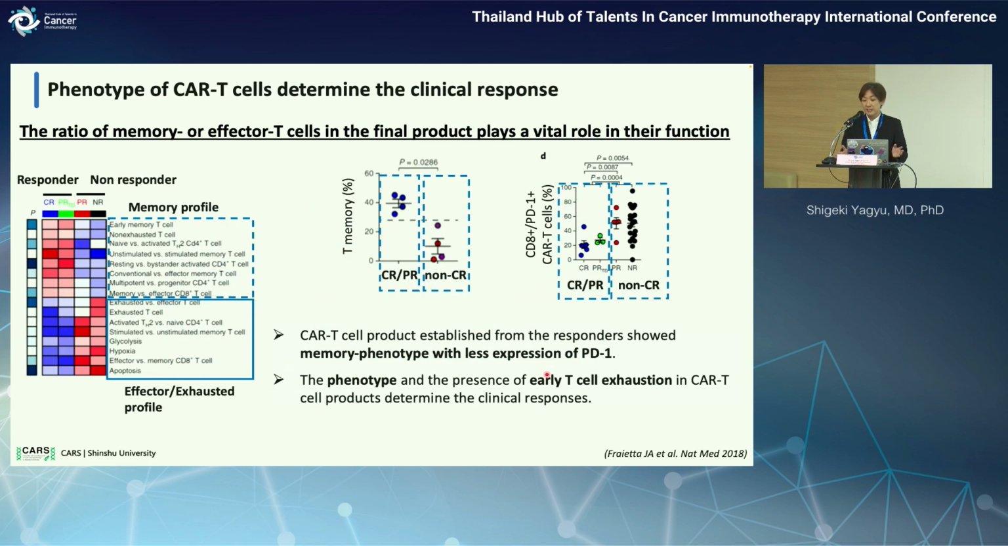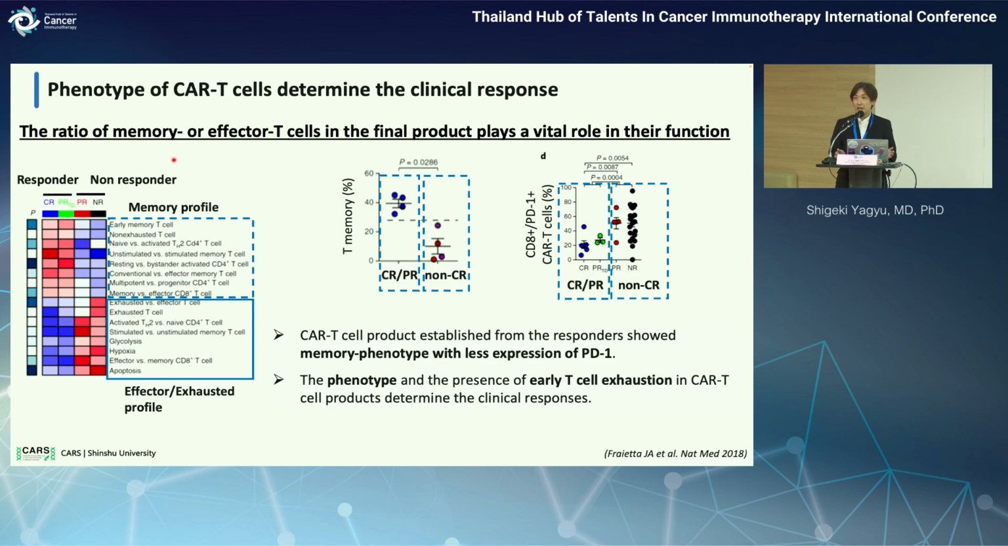This is a very good example that clearly demonstrates that the phenotype of CAR T cells determines the clinical responses. In this clinical trial of CD19 CAR T cells for patients with chronic lymphoblastic leukemia, the researchers divided the patients into two groups, the responders and non-responders, and tried to find the determinant of the clinical responses of these CAR T cells.